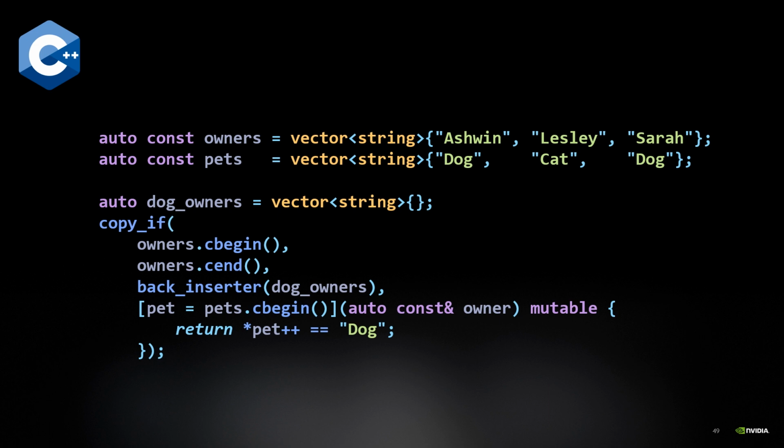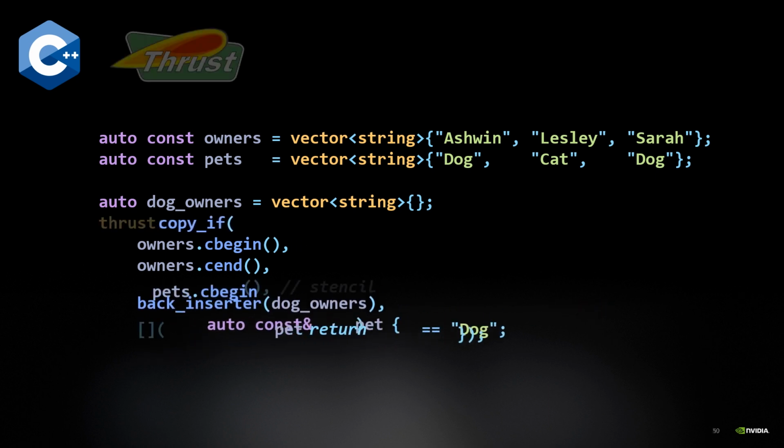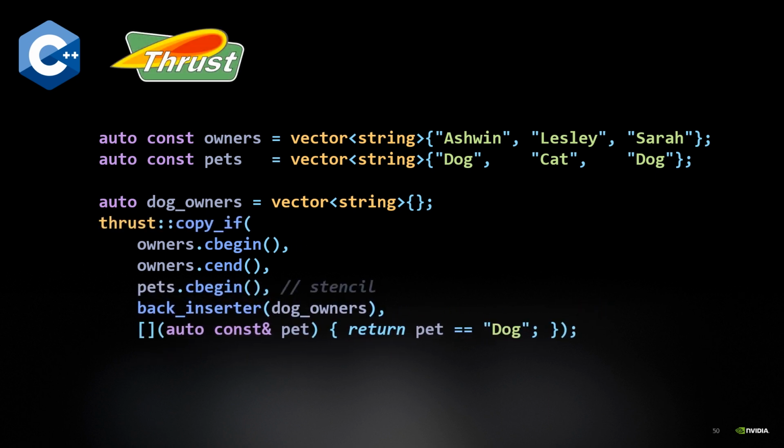But whenever you mark a lambda as mutable, I consider this an anti-pattern, because there's probably a better algorithm out there that you actually want to be reaching for. That algorithm doesn't exist in C++, but it does exist in Thrust, and that is the overload of copyIf that takes an extra iterator that's a stencil.